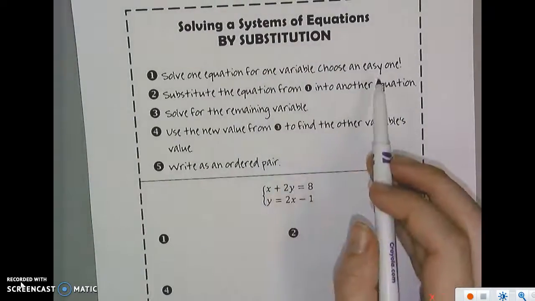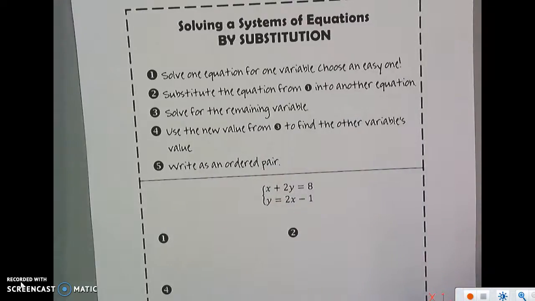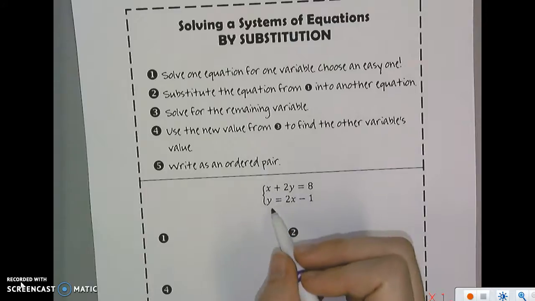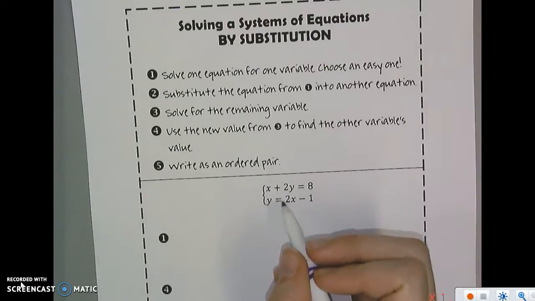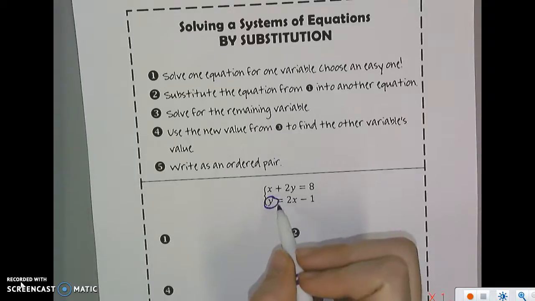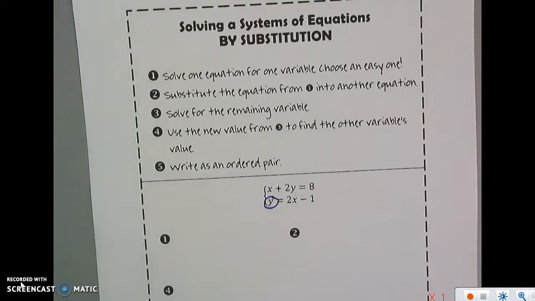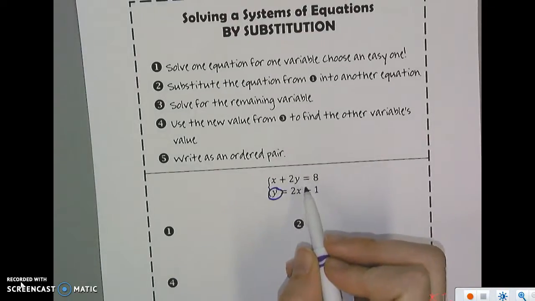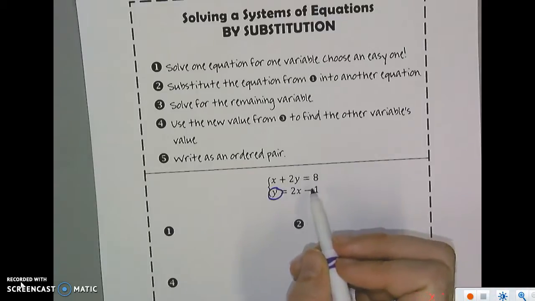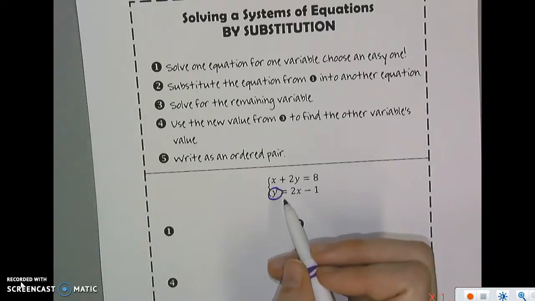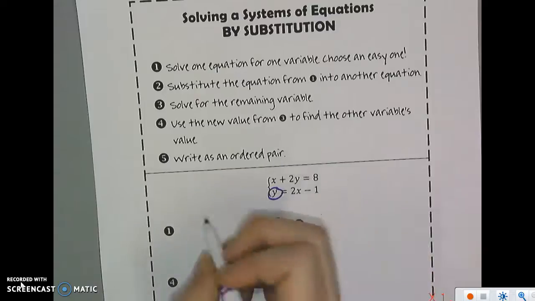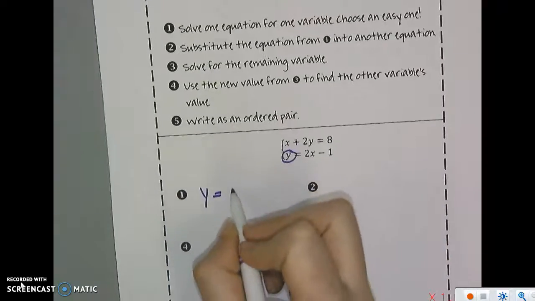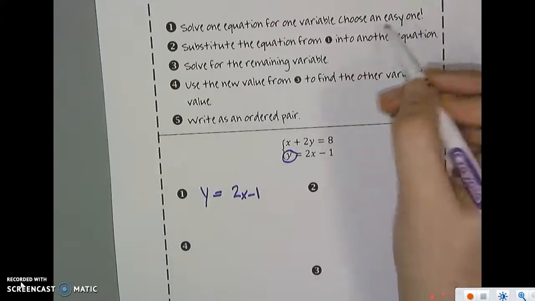Step one is solve one equation for a variable. Now, I like to make it easy on ourselves, and we want to first see if something's already simplified or already solved. If we see here, Y is already simplified, Y equals, so we want to keep it as Y equals. Up here, the easier way would be to subtract 2Y, and we'd have X equals 8 minus 2Y. But again, we're going to make it easier on ourselves and keep it like that. So we're going to have Y equals 2X minus 1. So that's step one. Choose an easy one, always, always, always.